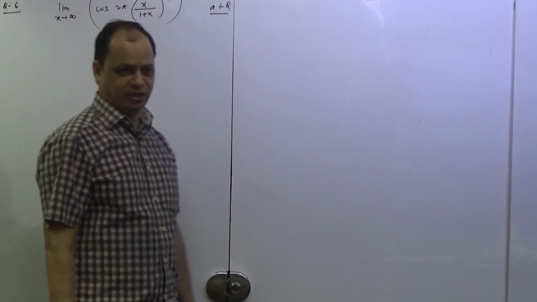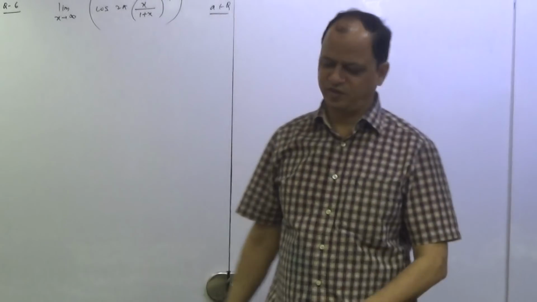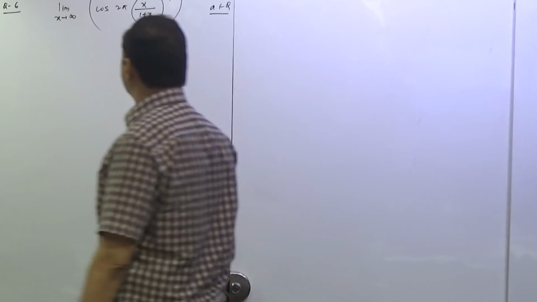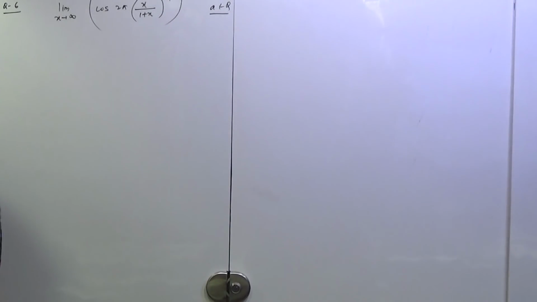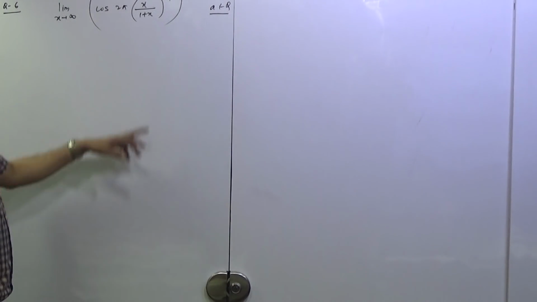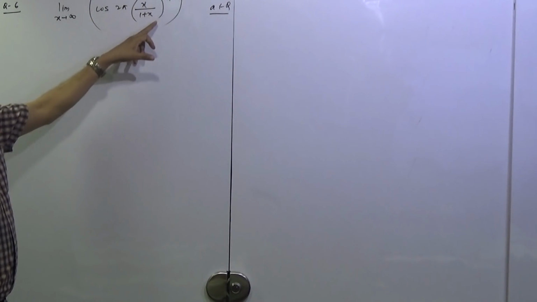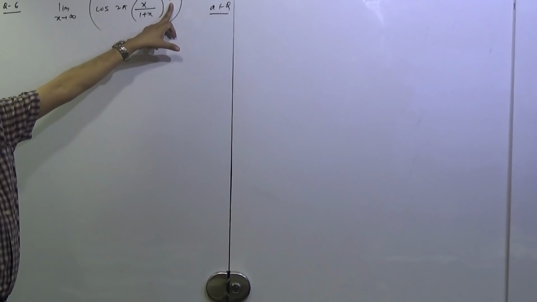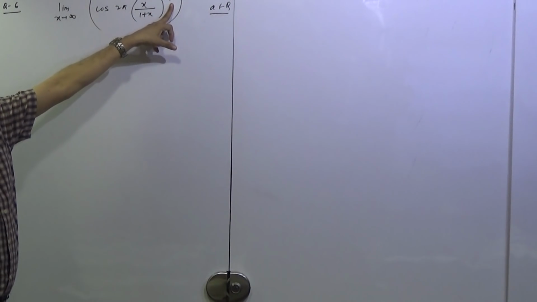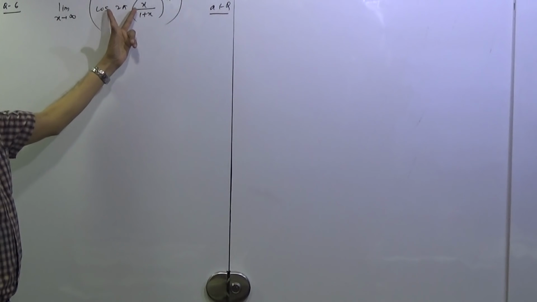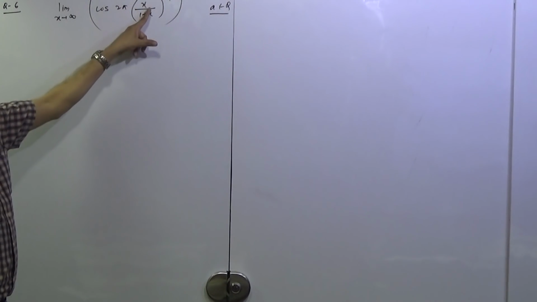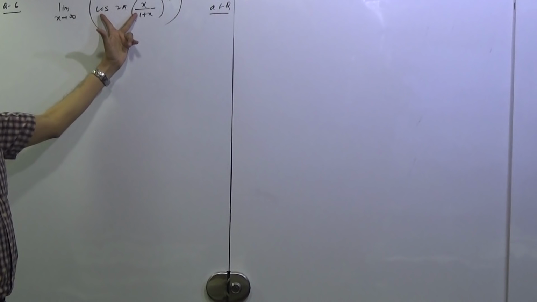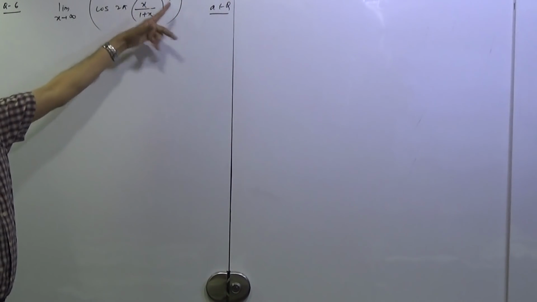First of all, we should identify what kind of indeterminate form is there. 1 raised to power infinity. How do you come to know about it? So (x plus 1)/x is tending towards 1. 1 raised to power tends to 1 raised to some power, so cos of 2 pi approaches 1. So this is approaching 1 raised to power infinity.